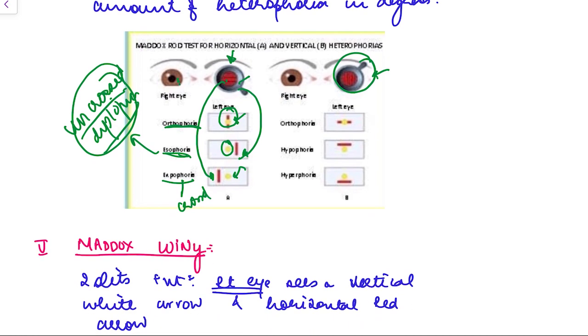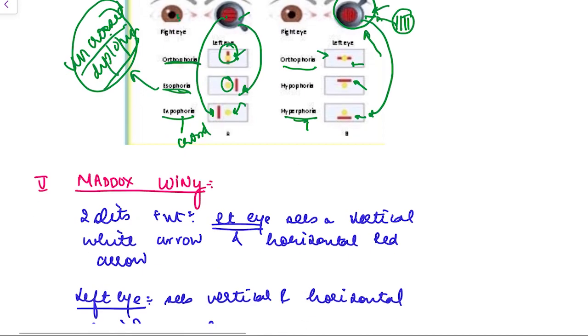Similarly for the vertical deviations also, this is the ortho, because this rod we have placed vertically, so it means this is a vertical deviation. So if the eye is orthophoric, the image will be like this. If there is hypophoria, that is the eye is deviated downwards, the image will be formed upwards. And in hyperphoria, if the eye is deviated upwards, then the image will be formed downwards for this eye.